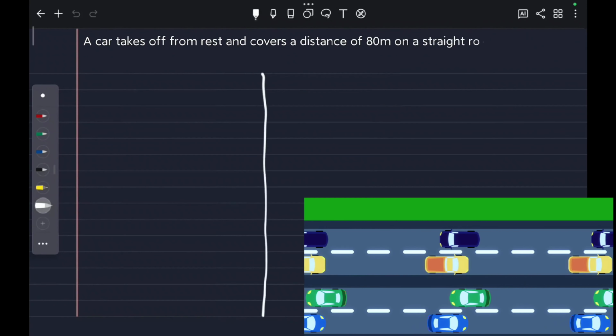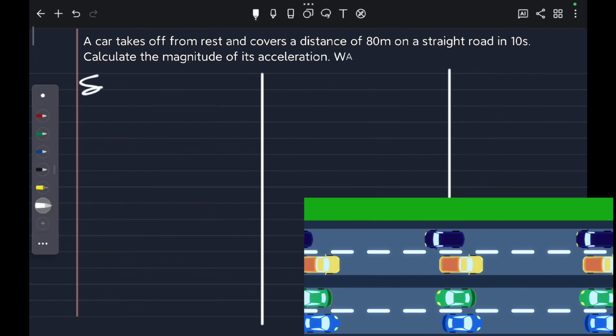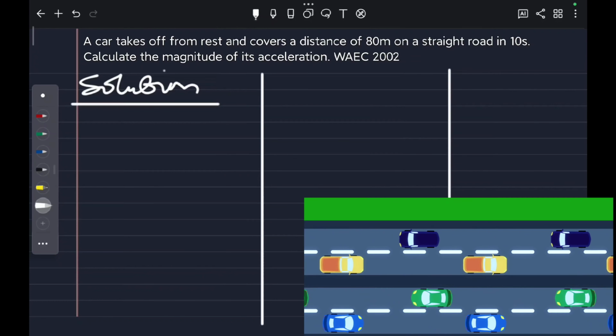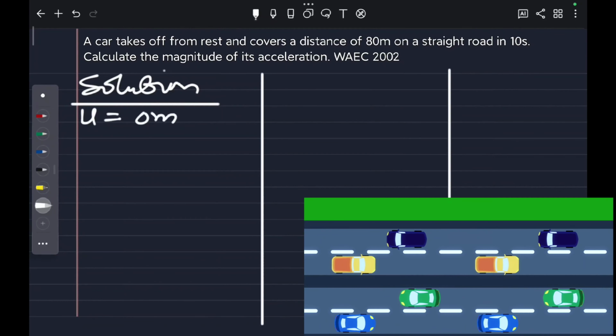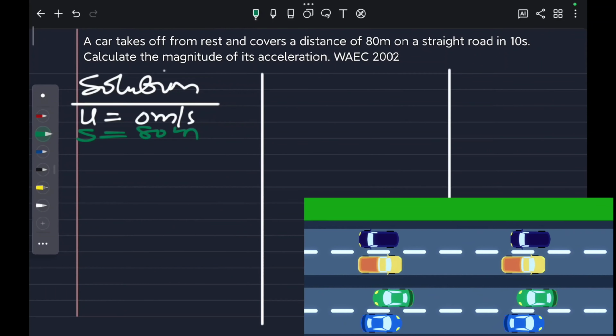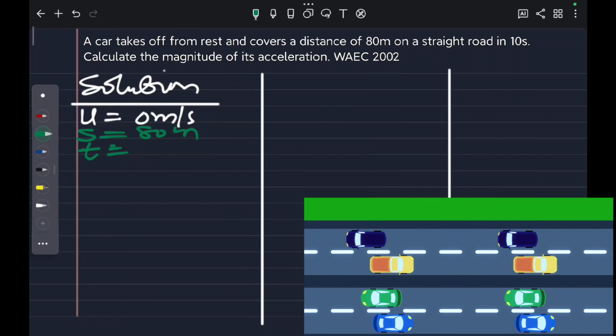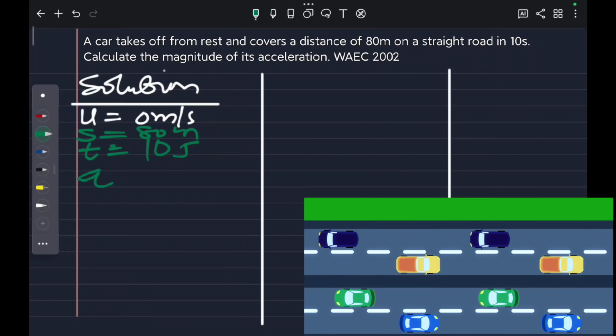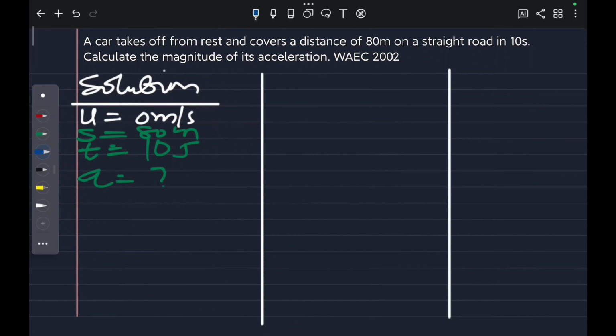Next question: a car takes off from rest. Initial velocity is equal to 0 meters per second. A distance of 80 meters in 10 seconds. Calculate the magnitude of its acceleration. So our A is equal to unknown, using S is equal to UT plus half AT squared.